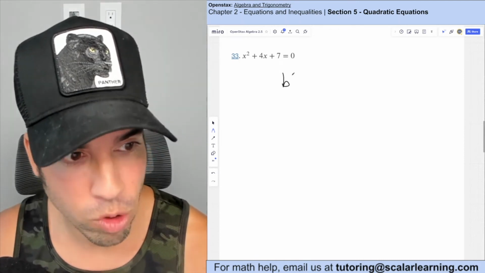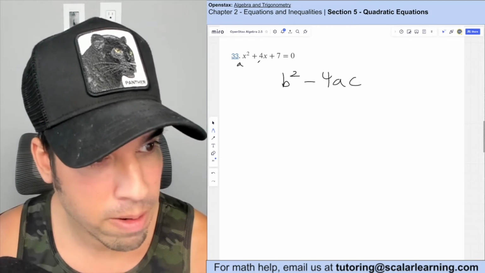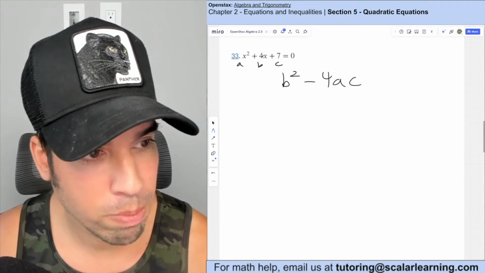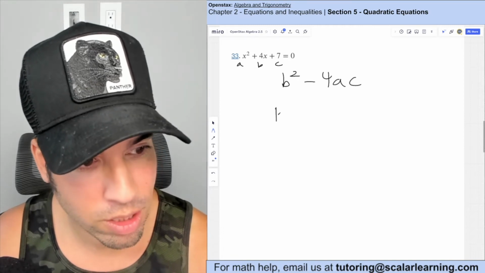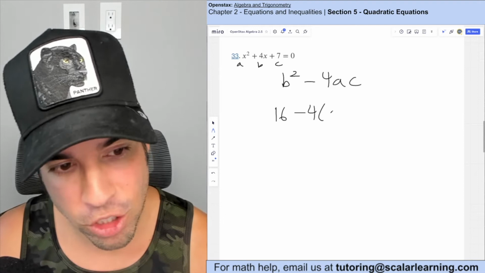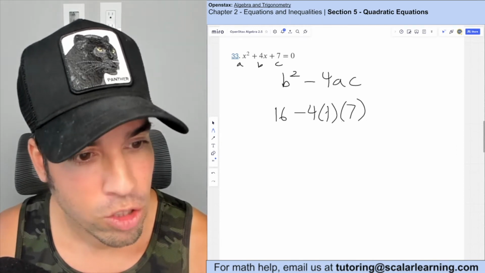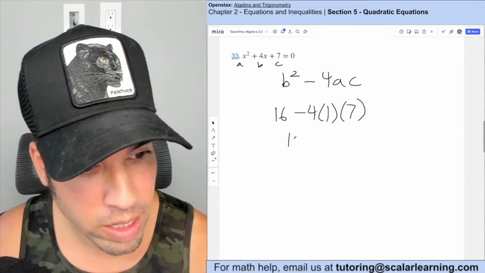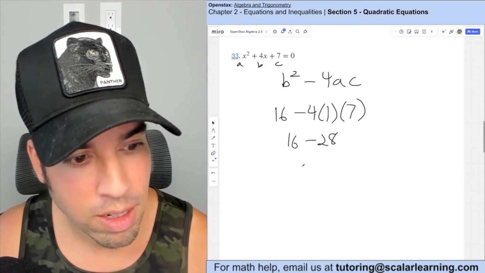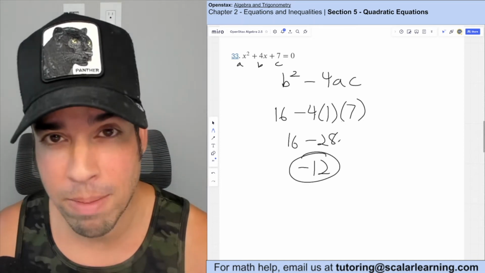Here we are using the discriminant to determine the number of solutions. The discriminant is, of course, b squared minus 4ac, where this is a, b, and c. So b squared is 4 squared, which is 16, minus 4, a is 1. That's the coefficient there, an invisible 1, times c, which is 7. So 4 times 1 times 7 is 28. So 16 minus 28 is negative 12. So the fact is it's negative. So what does that mean?